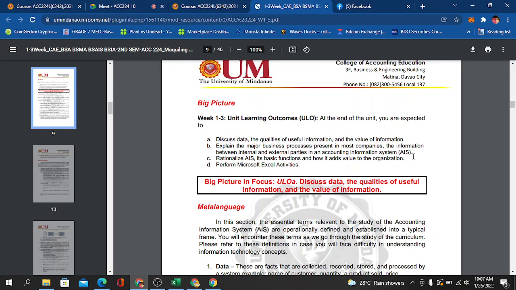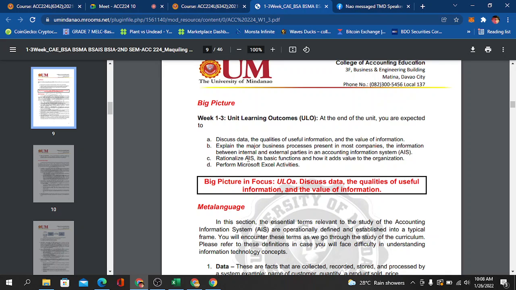Okay. Ito yung ating learning outcomes for week 1 to 3. Discuss the data, the qualities of useful information, and the value of information. Okay. And then explain the major business processes, the information between internal and external parties, the basic function of AIS, and how it adds value to the organization.